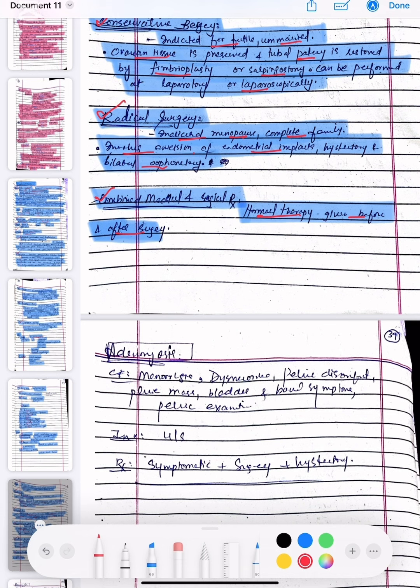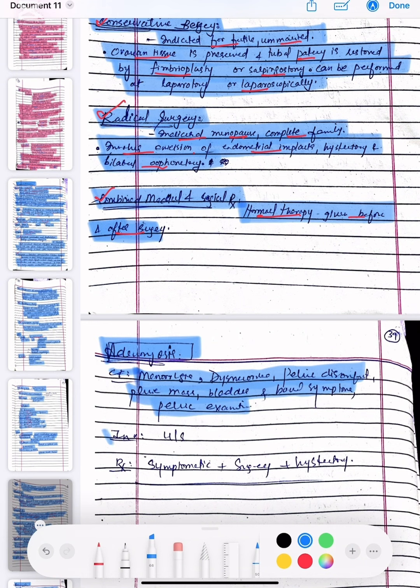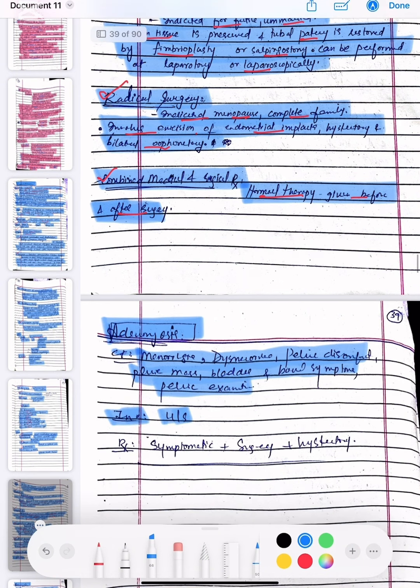Adenomyosis is also a type of endometriosis in which the endometrium implants in the myometrium, and the clinical features are menorrhagia, dyspareunia, pelvic discomfort, pelvic mass, bladder and bowel symptoms, and findings on pelvic examination. The specific investigation is ultrasound, and the treatment is symptomatic treatment plus surgery plus hysterectomy. It is the same as that of endometriosis, but a little bit different, as it is a specific case of endometrium implanting in the myometrium.